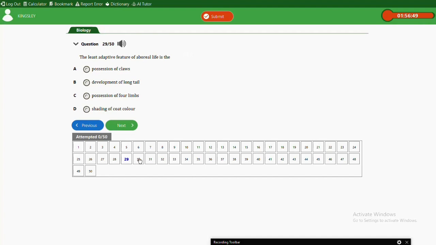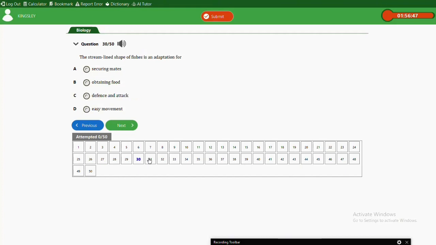That's question number 29. The least adaptive feature of arboreal life is A. position of claws, B. development of long tail, C. position of forelimbs, D. shading of coat color. So of course the correct answer to this question is shading of coat color. So let's look at question number 30.